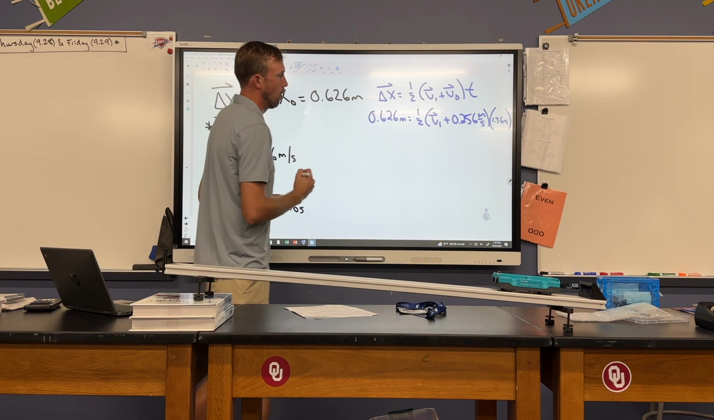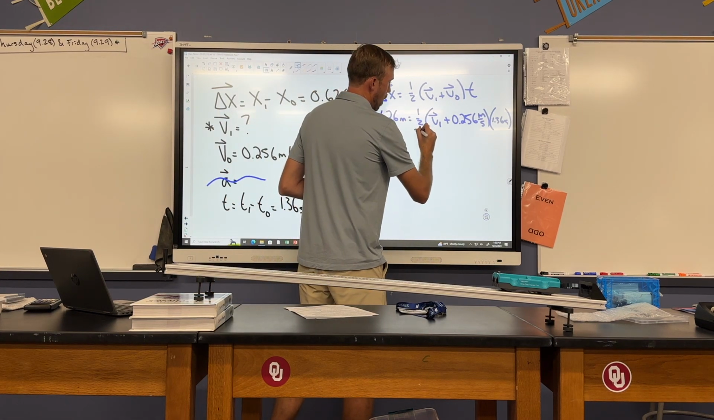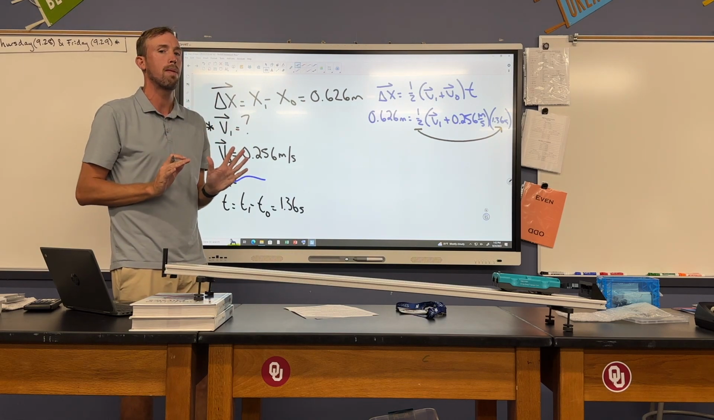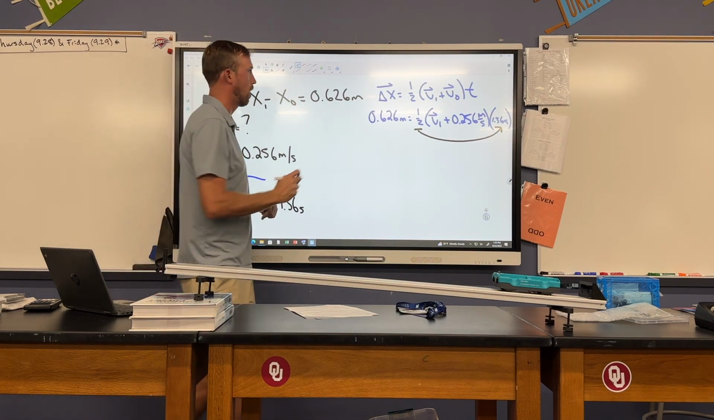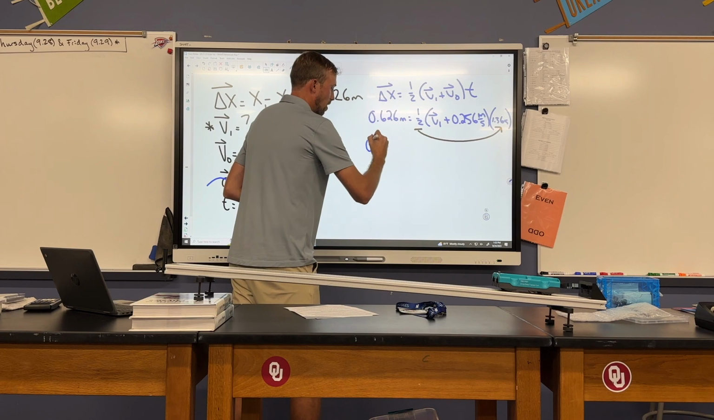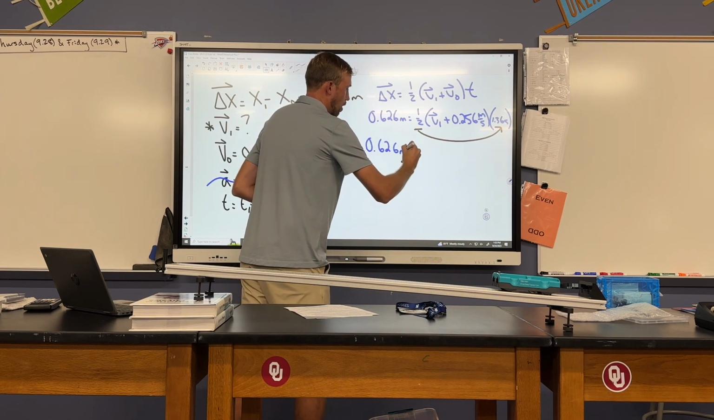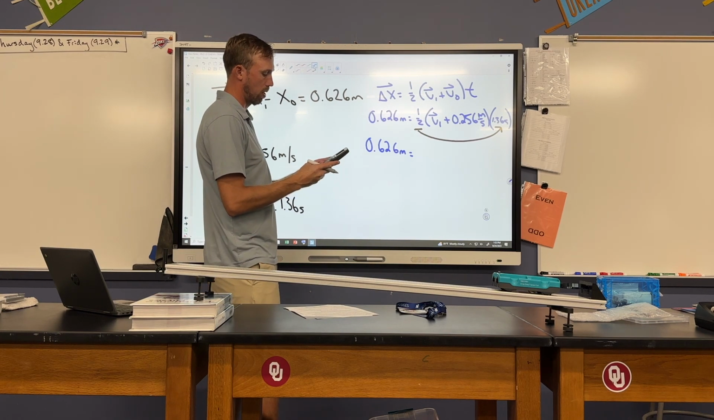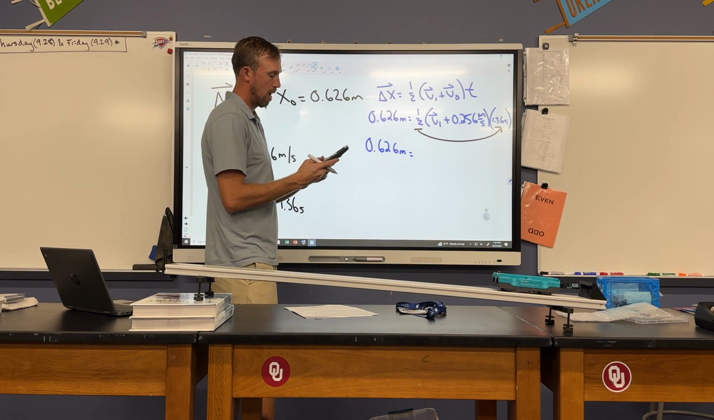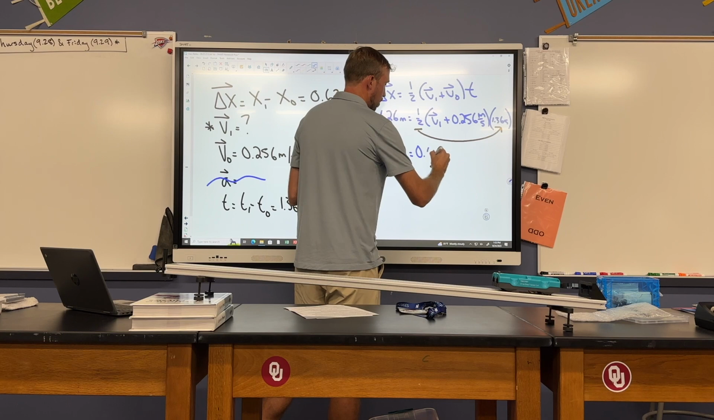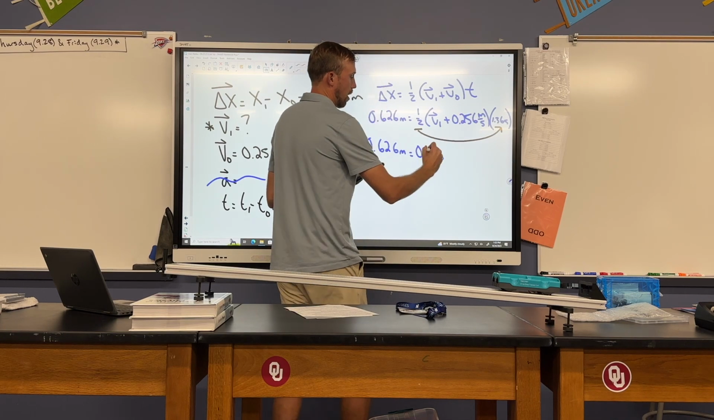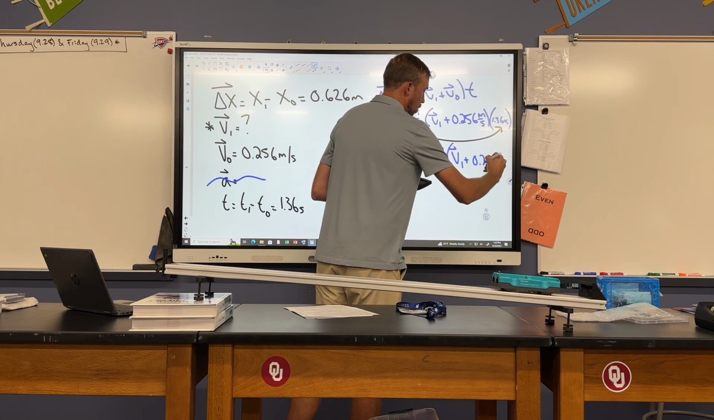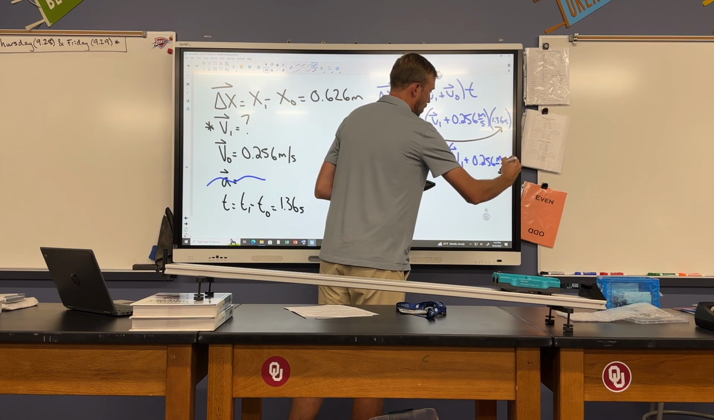So here's what we can do. I'm going to take the 1/2 and multiply that by 1.36. I'm going to leave the term in the middle by itself, and I'll show you why in just a moment. So on the left-hand side, we still have 0.626 meters is equal to 1/2 times 1.36. Let's find that. That's going to give me 0.68. My unit there would be seconds. And I still have this term in parentheses, v1 plus v0, 0.256.